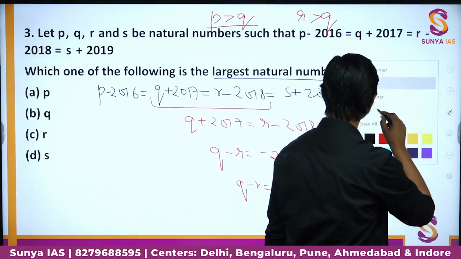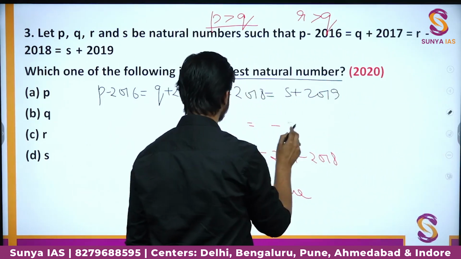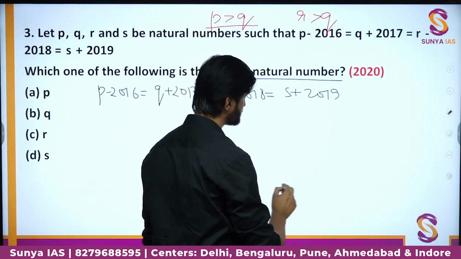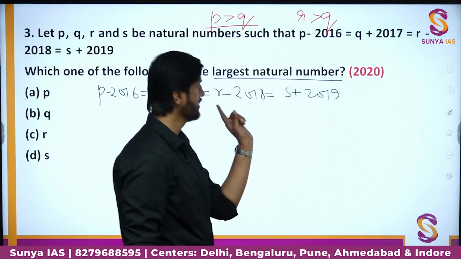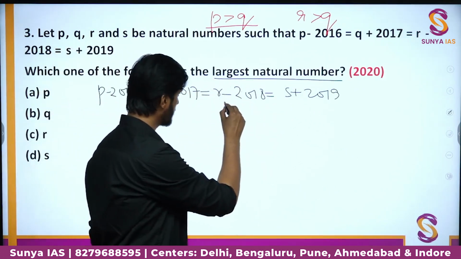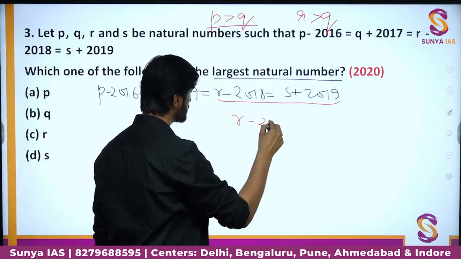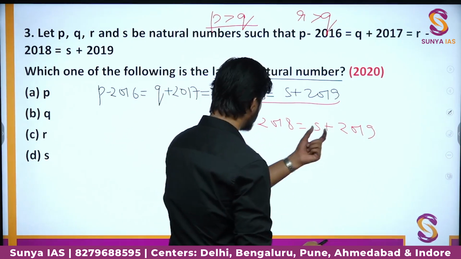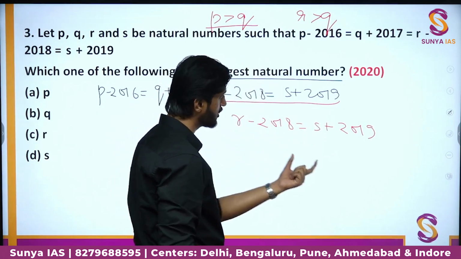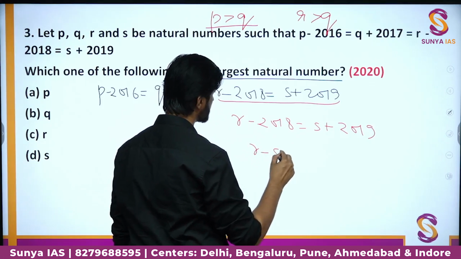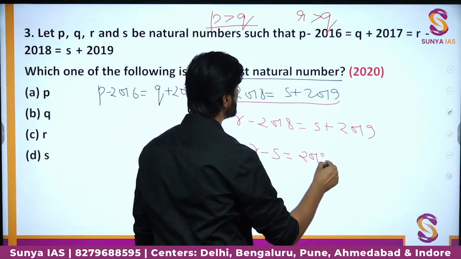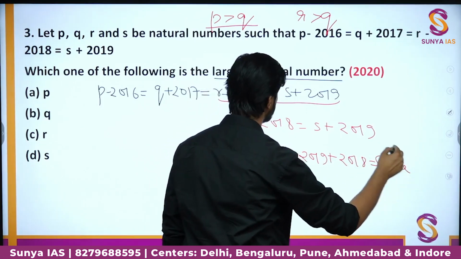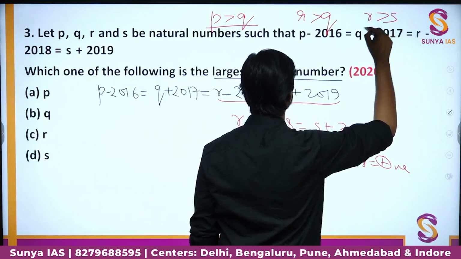Then we can move on to the further part of the question, that is, we can take the last portion of this given equation. So, here we have R minus 2018 is equal to S plus 2019. Let us bring S on this side and send this 2018 on the other side. We have R minus S is 2019 plus 2018. Again, it is a positive value, which will mean that R is greater than S.